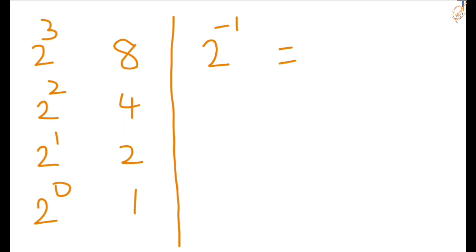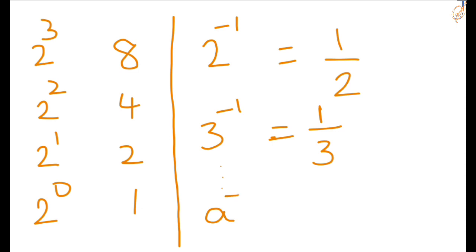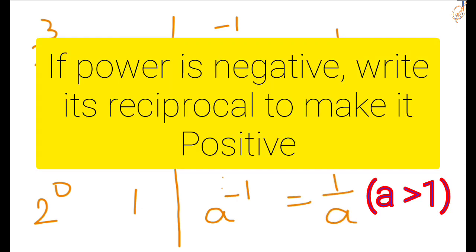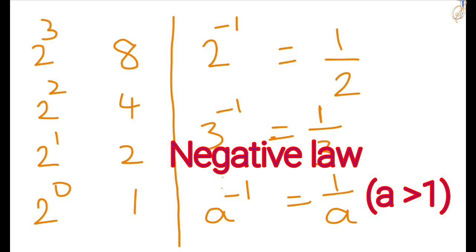So the previous one is 1. Half of that means you will get 1 by 2. So not only for this 2, if you do 3 power minus 1 also, you will get 1 by 3. So like that and so on, you can write a power minus 1 is equal to 1 by a. This means when the power is negative, write its reciprocal to make it positive. This is called the negative law.